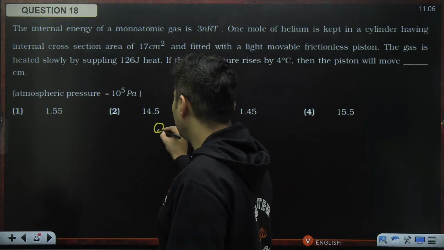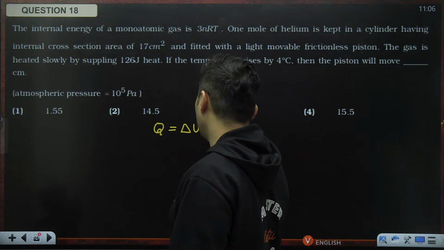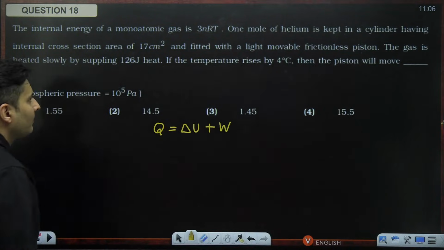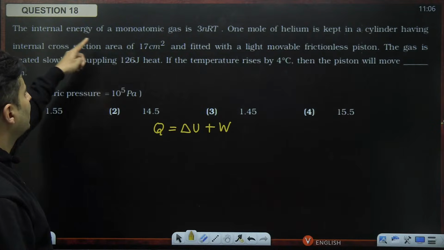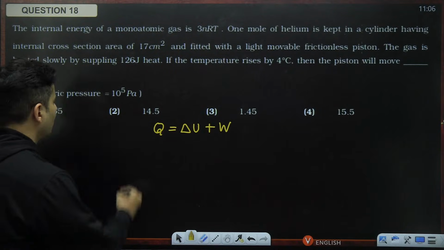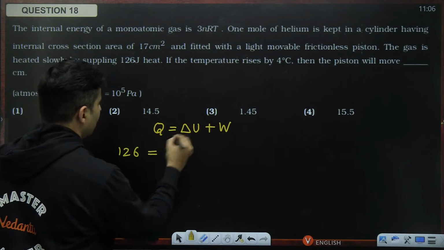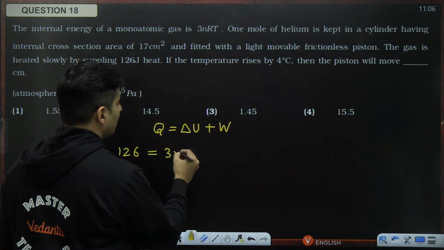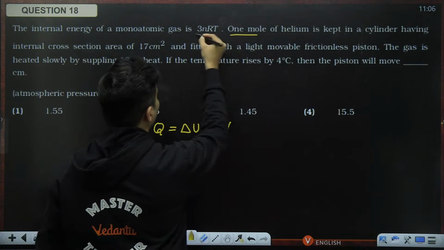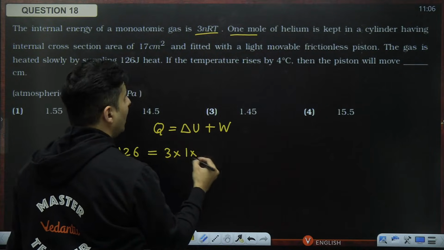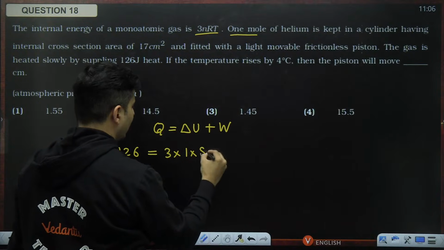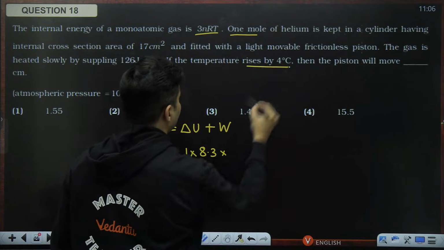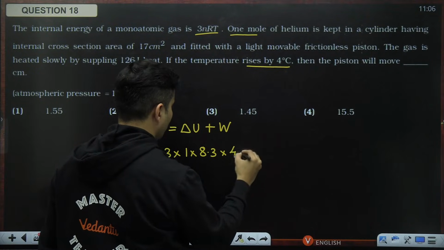So heat is nothing but delta U plus your work done. Heat is given, how much is it? 126 joules. Delta U, we know it is 3/2 nRT. Number of moles is 1, so 1 multiplied by R. R value we can take as 8.3, multiplied by delta T. Delta T is 4.